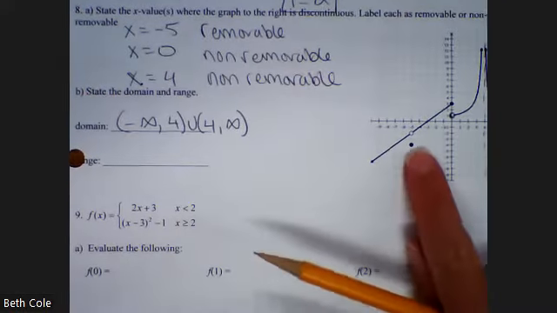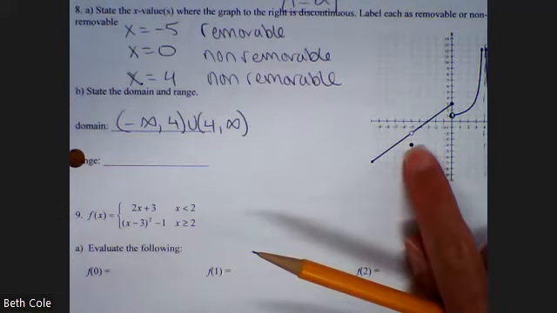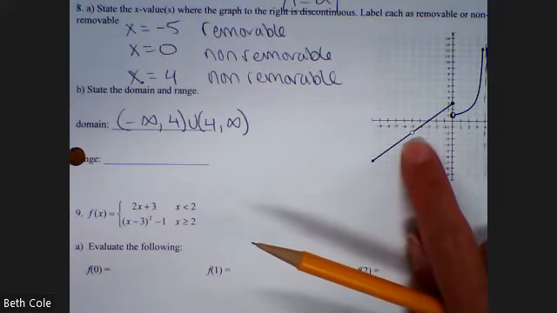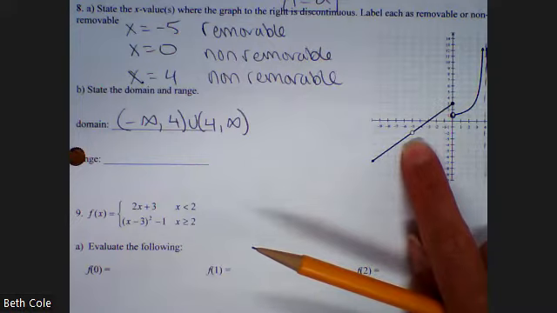Now, if this point was not here, floating out in space, like if that wasn't there, then we would also have lost -5. That would also have to be kicked out of the domain.